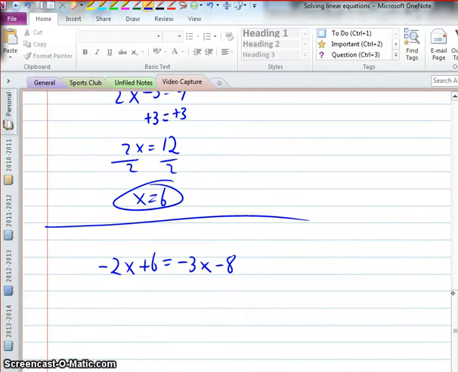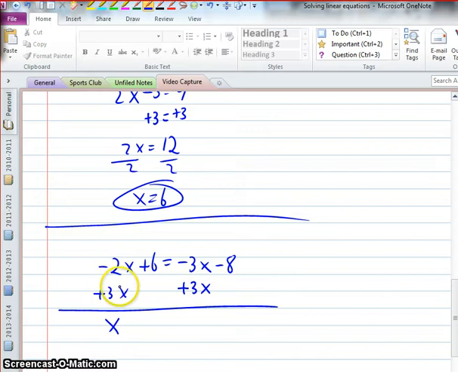So we've got to figure out a way to get our x's on one side and our constants on the other. It doesn't matter if we get all our x's on this side or this side, but I think the easiest thing would be, if we want to consolidate our x's, let's add 3x because it's the inverse of negative 3x to both sides. Now we have negative 2 plus 3 is 1, so we have 1x, which we can just write as x. It's an understood 1 as a coefficient.